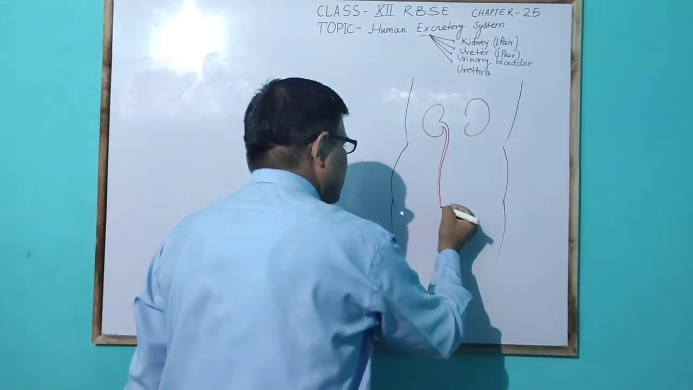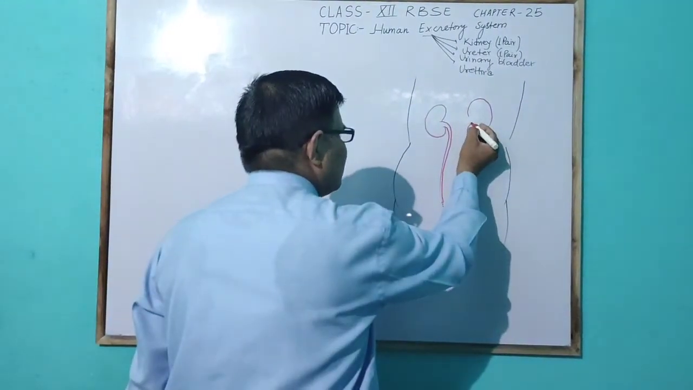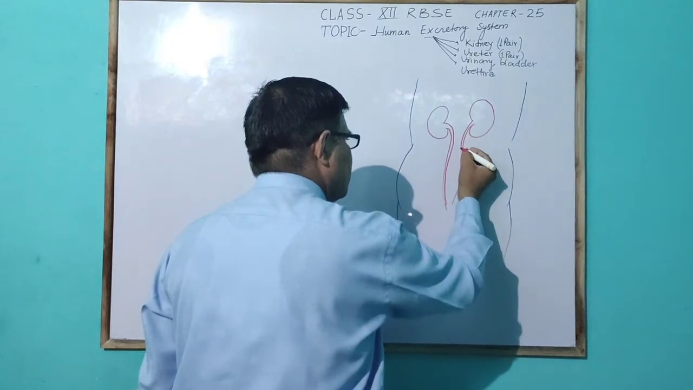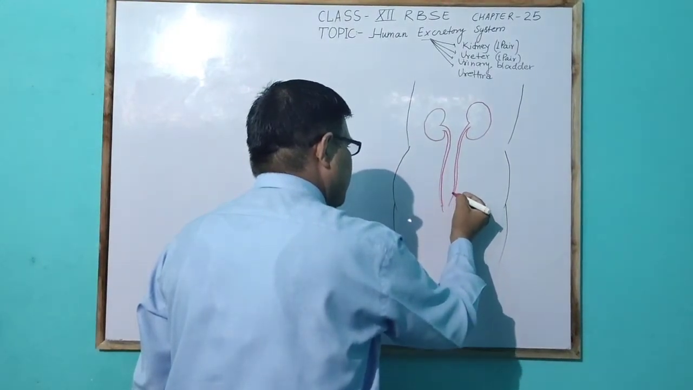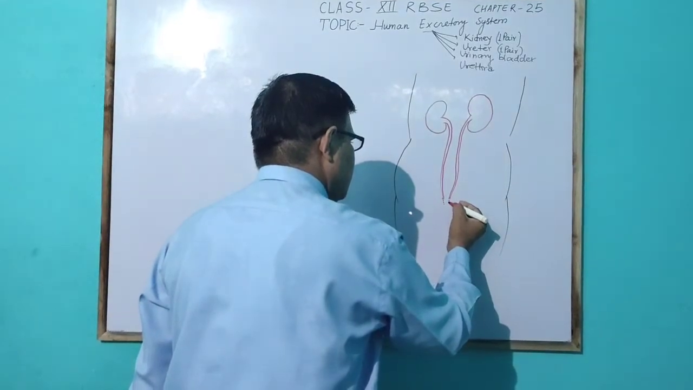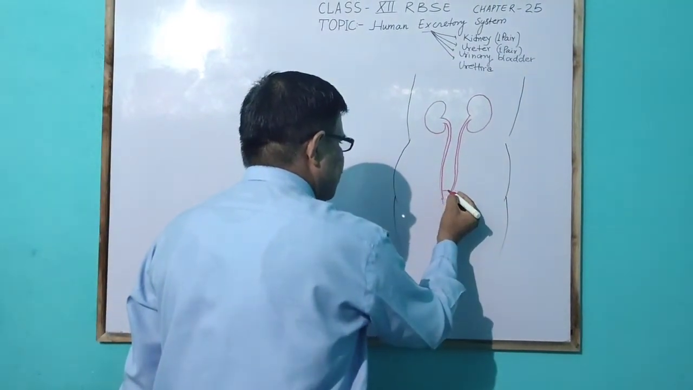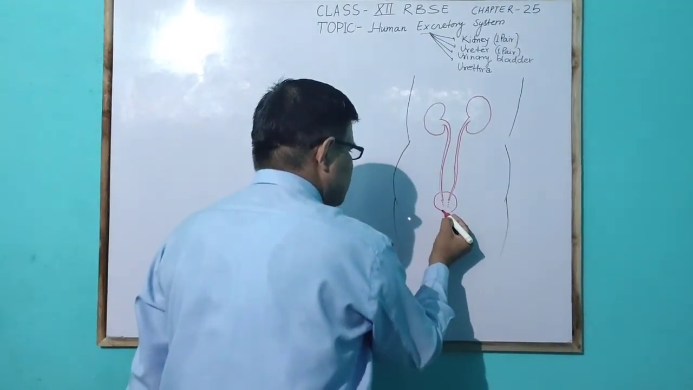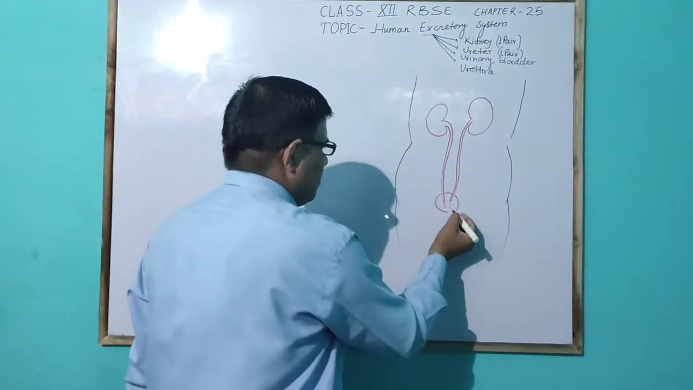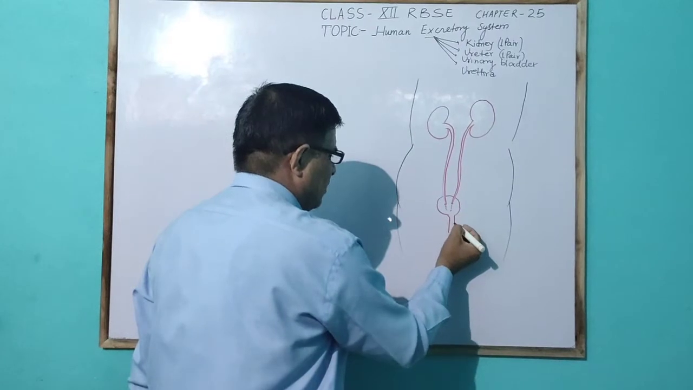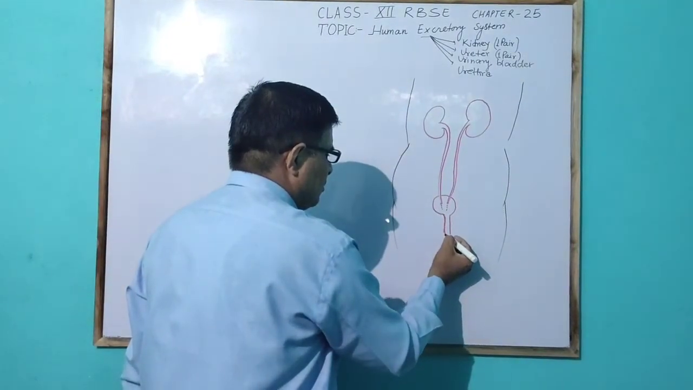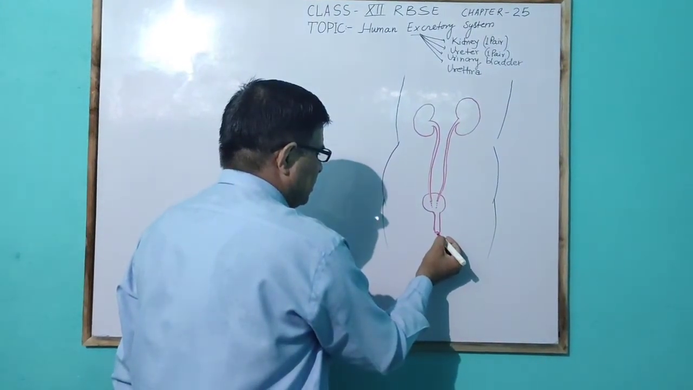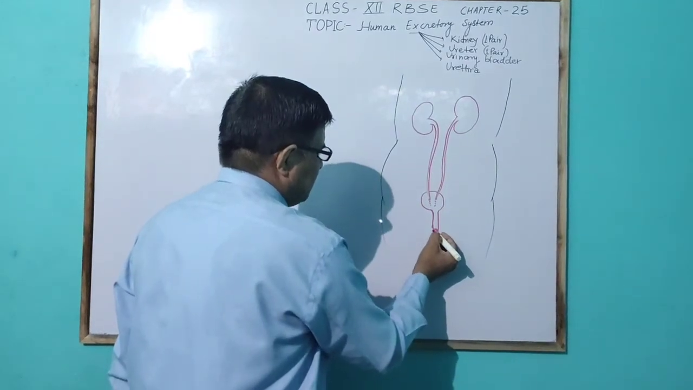The ureter opens in the urinary bladder, as given here. This is the ureter, which is also one pair, like the kidney. The ureter opens in the urinary bladder, which is a bag-like structure. In the human male, there is the urethra, which is a long tubular structure that opens through the urethral opening, surrounded by a sphincter muscle.